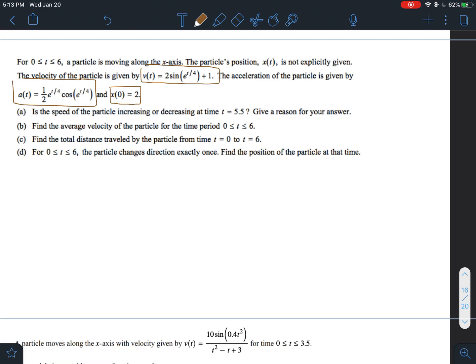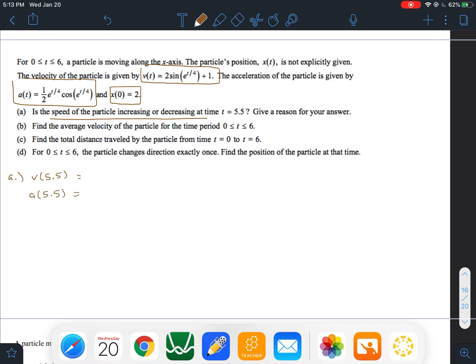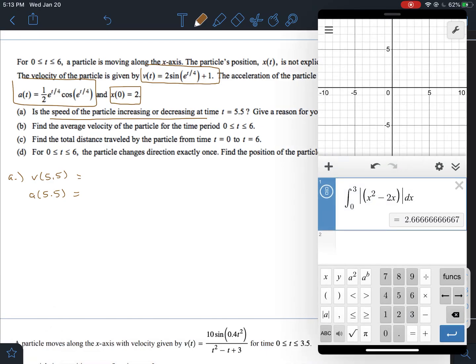Is the speed of the particle increasing or decreasing at time equals 5.5? Give a reason. Well, for speed to be increasing or decreasing, we look at acceleration and velocity at the given time. So we need the velocity at 5.5, and we need the acceleration at 5.5. We're just going to use our calculator and plug these values into our equations.